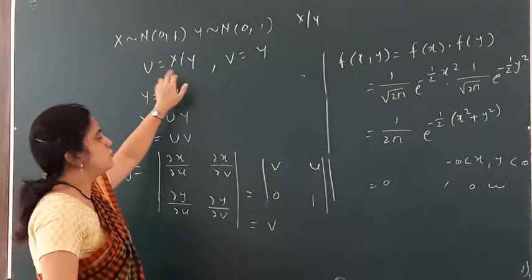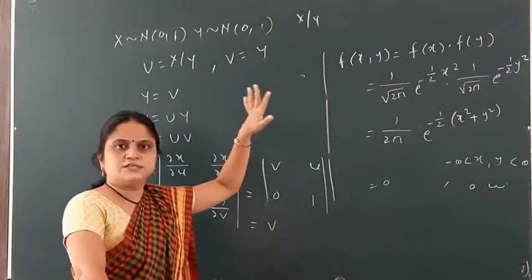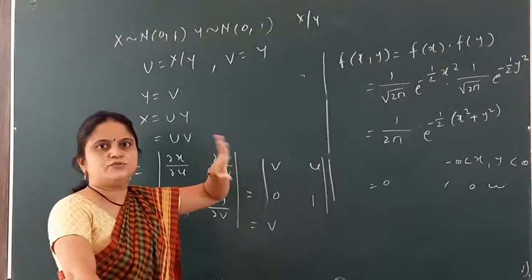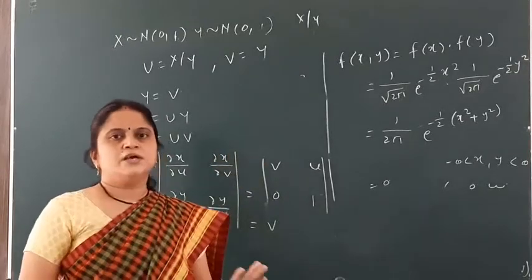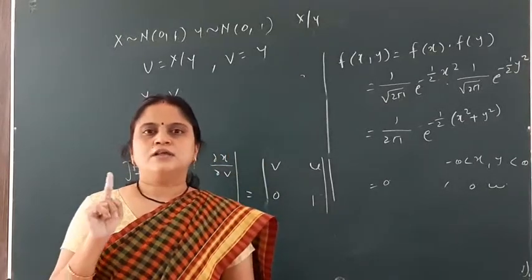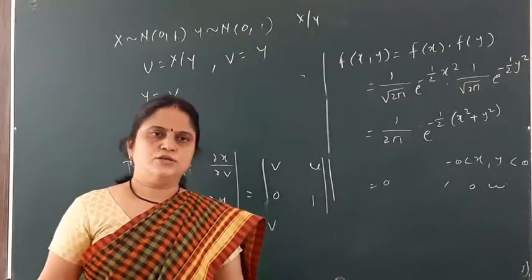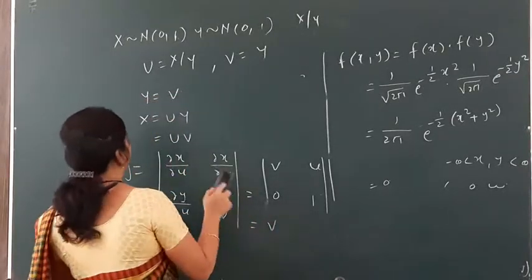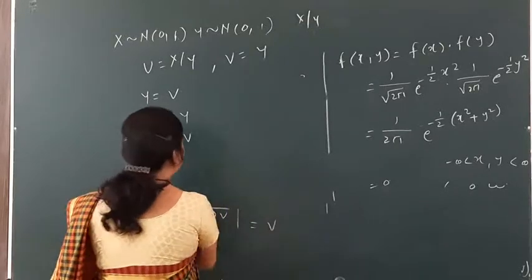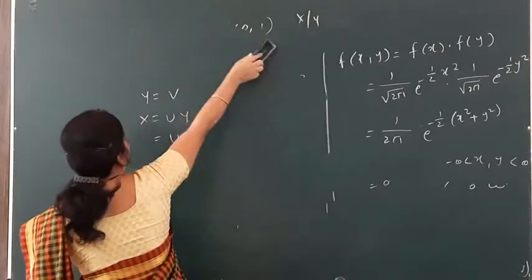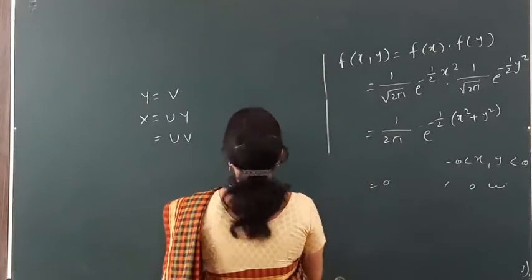See, u is equal to x divided by y. Suppose I divide the ranges, minus infinity to infinity, minus infinity to infinity, there is no change in the range. That is, the range of u and v will be the same as x and y. So the range will be u and v only. Right? So I may write the required values over here.